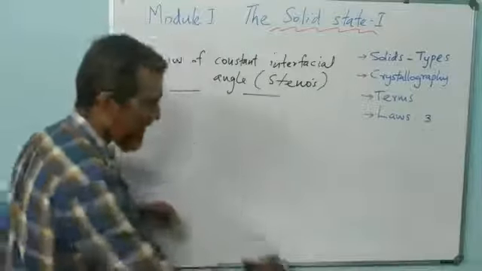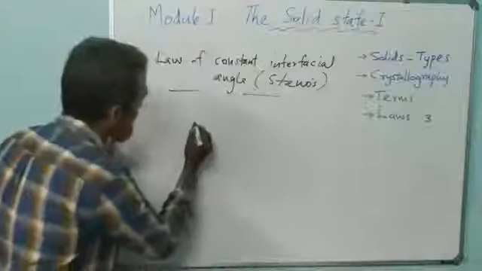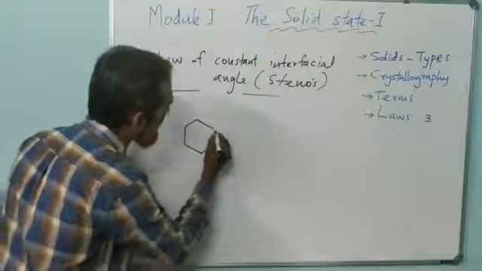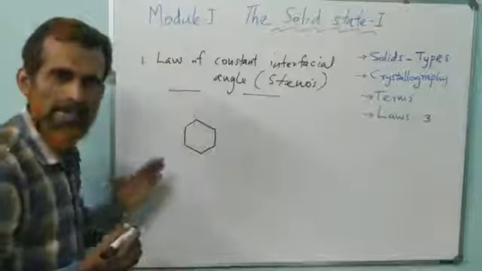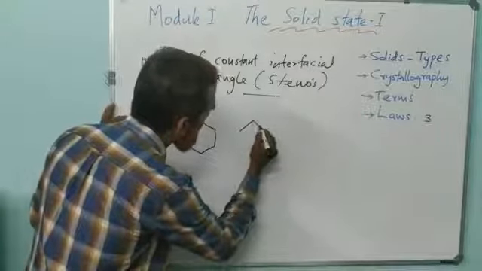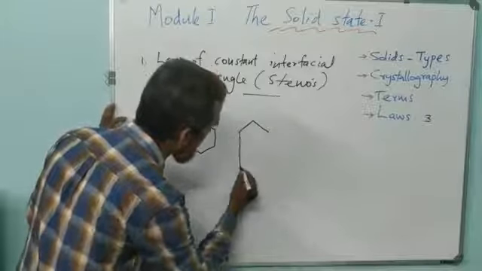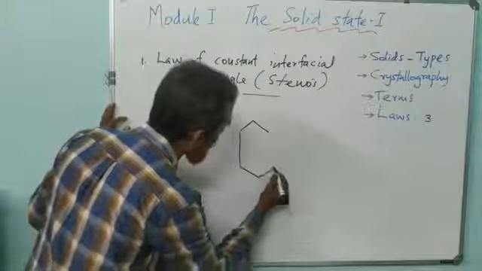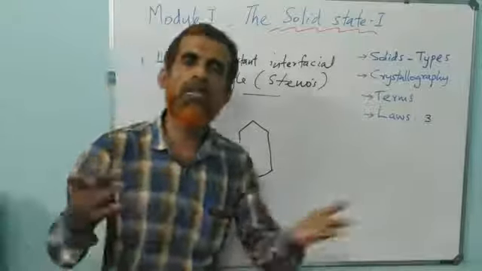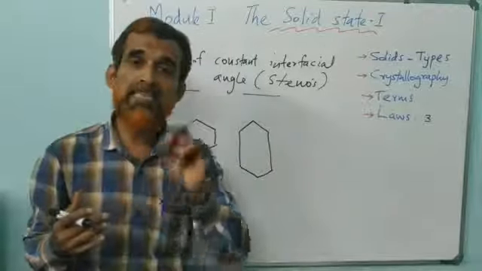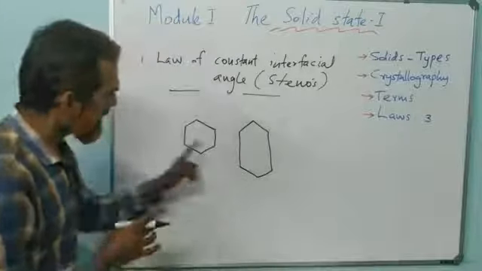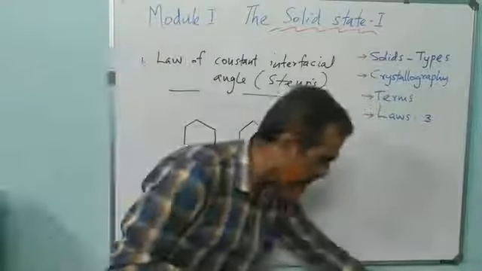For example, look at this. A very simple representation, a 2D representation only. Suppose this is a crystal, a hexagonal crystal of a substance, and I am growing another crystal of the same substance. How can you grow crystals in different shapes? By changing temperature, solvent, various conditions. So these are two different shapes.